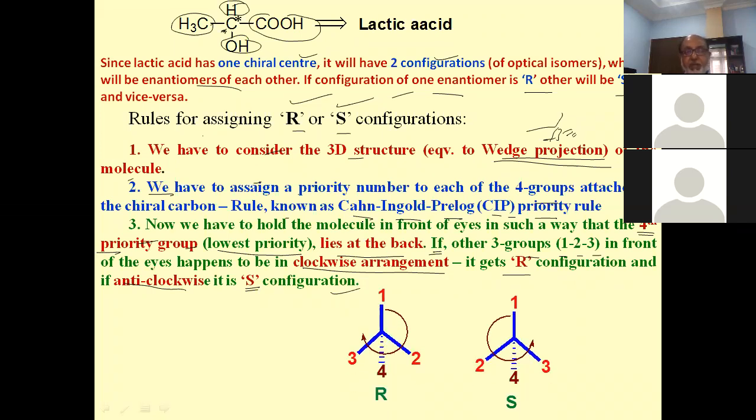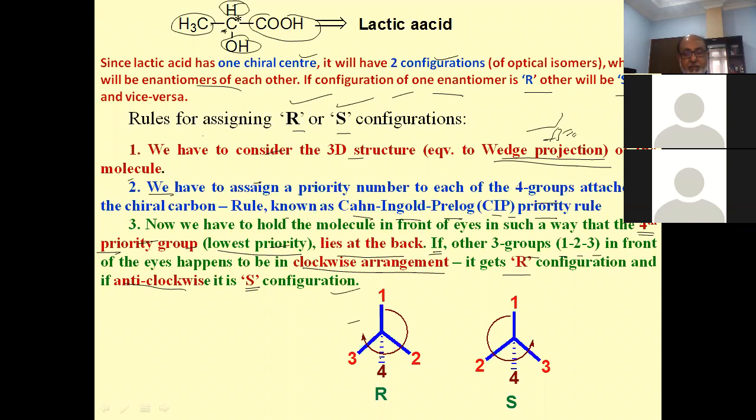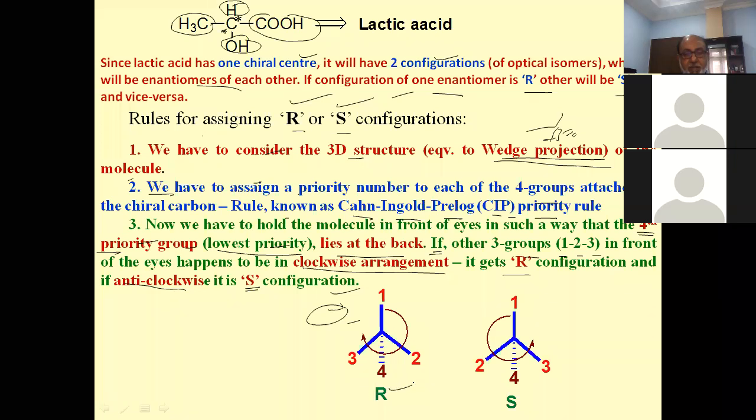So here we can see this. Suppose we have to give all these four priority groups 1, 2, 3. We'll hold the molecule in such a way that this 1, 2, 3 are in front of your eyes, and this priority 4 group is at the back. Now, if the arrangement of 1, 2, 3 is in clockwise direction, this is clockwise. The clock moves in this direction. So this structure will get R. And if the arrangement of 1, 2, 3 is in anti-clockwise direction, then that one gets S.